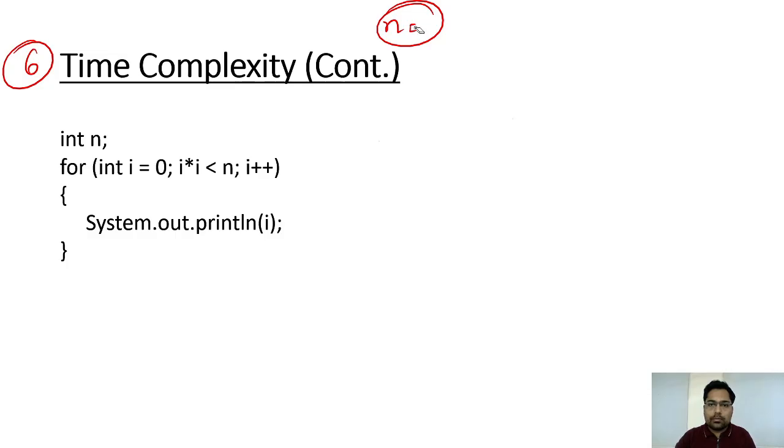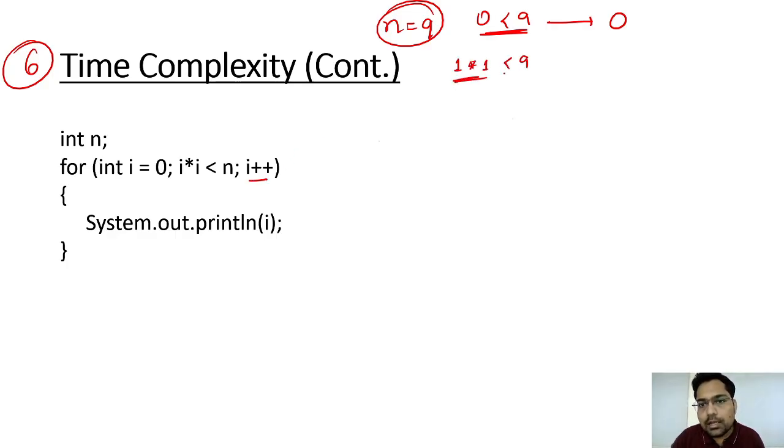We can start from 9. Suppose n is 9 and we start with i equal to 0. So whether 0 is less than 9 or not. If it is, then it will print 0. Next i plus plus, so i is 1, and 1 into 1 will be less than 9 or not. Yes, it is. Then print 1. Next i is 2, which is 2 into 2, that is 4. Whether 4 is less than 9 or not. Yes, so print 4.